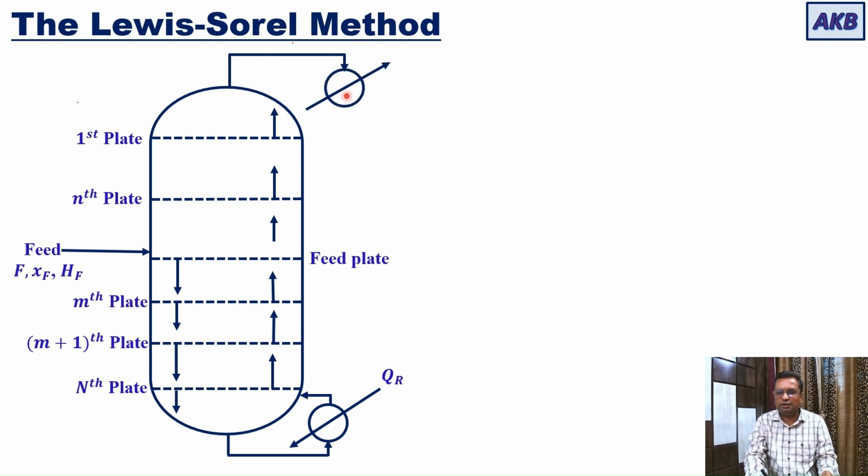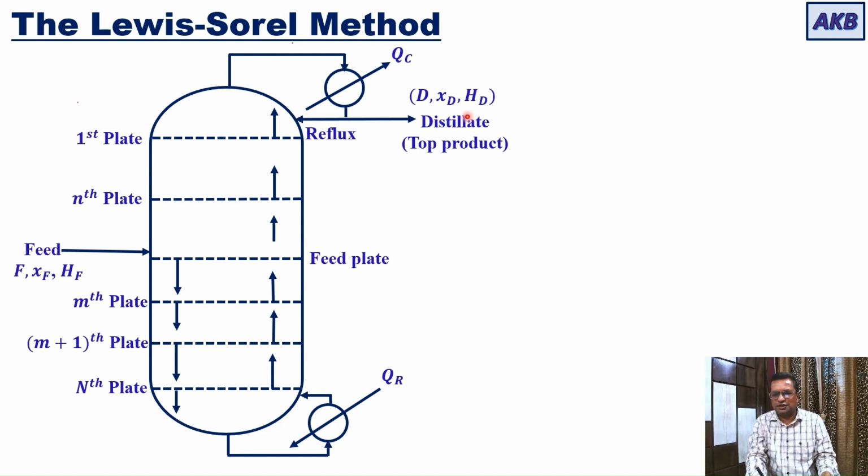At the top, it will be taken out and sent to a condenser, where heat will be removed to get a condensate, and then the condensate will be divided into 2 parts. One will be returned to the column as the reflux, whereas the other part will be taken out as the top product, or we call that the distillate. The distillate, or top product, will be removed at the molar flow rate of D, which will have mole fraction XD of A, the more volatile component, in it, and the molar enthalpy of the distillate is HD.